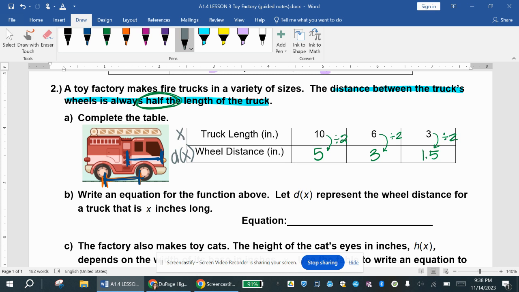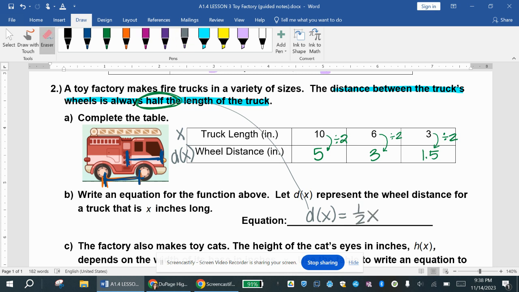Because we want to write an equation, we have to think about the general pattern of what was happening to the numbers. So the wheel distance depends on how long the truck length is. So d of x equals, so again, the distance between the wheels. Well, what did we write? We wrote that it is half the length of the truck. So the truck length is represented by x, and we want half of that. So you're going to write it as 1/2 x.